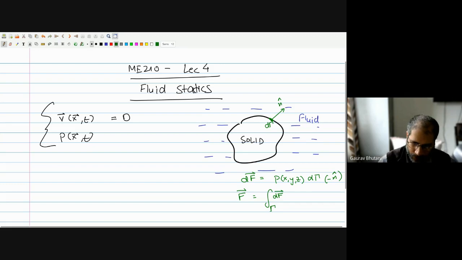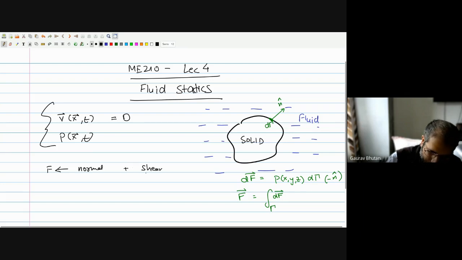And remember, you'll hear these words, and we'll also talk about it. You can split the forces into normal forces, that is the one that I just talked about, this dF, and also shear forces. Shear forces in this case will not be there because the fluid is stationary, but for a flowing fluid, if the fluid was, let's say, flowing over the surface, it will apply some sort of friction over the surface, some shearing. So generally you can split the force into normal and shear, that is tangential.